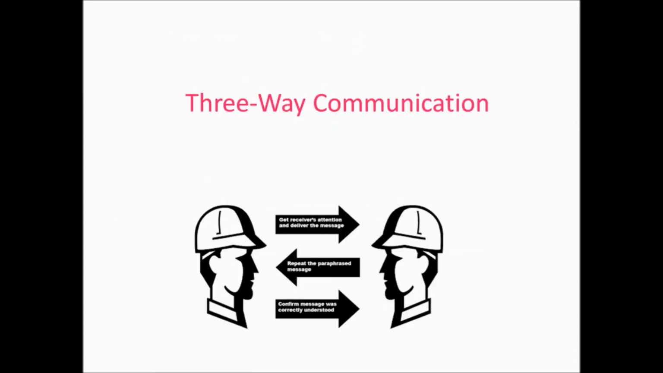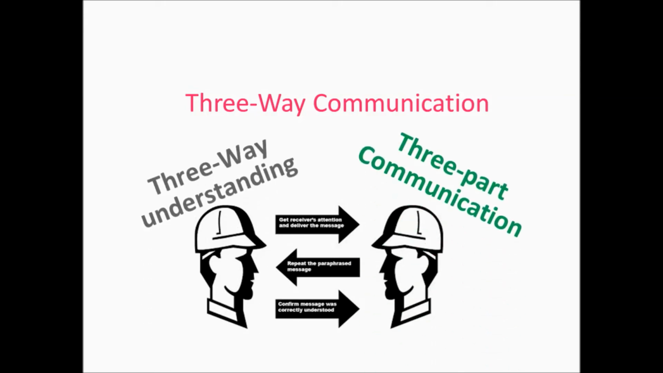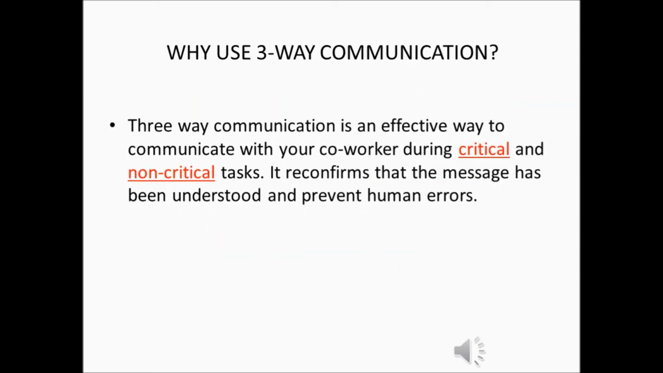Now, as we have understood the basics of communication, let's review our three-way communications. Three-way communication, also known as three-part communication or three-way understanding, is an important human performance tool. Three-way communication is an effective way to communicate with your coworker during critical and non-critical tasks. It reconfirms that the message has been understood and prevents human errors. In three-way communication, remember the term DRC: direct, repeat, confirm.